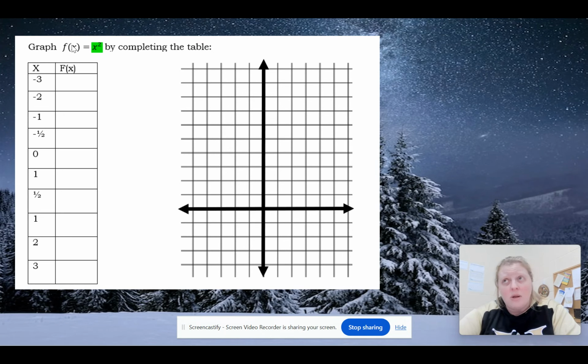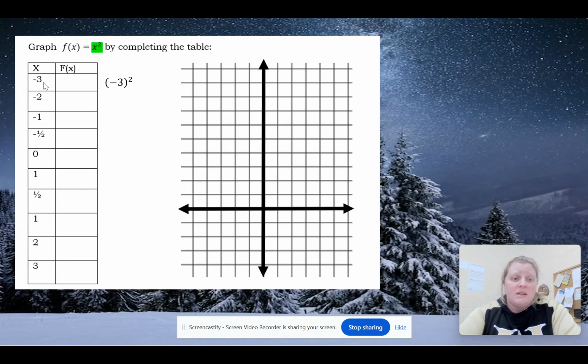Now, in general, when you're asked to graph something and you have no idea what it looks like ahead of time, you can always make a table, meaning you draw an x column and a y column, and you can pick any numbers you want for x. So I picked a good range of some negatives, some fractions, 0, and some positives, and that gives me an idea of what the shape looks like.